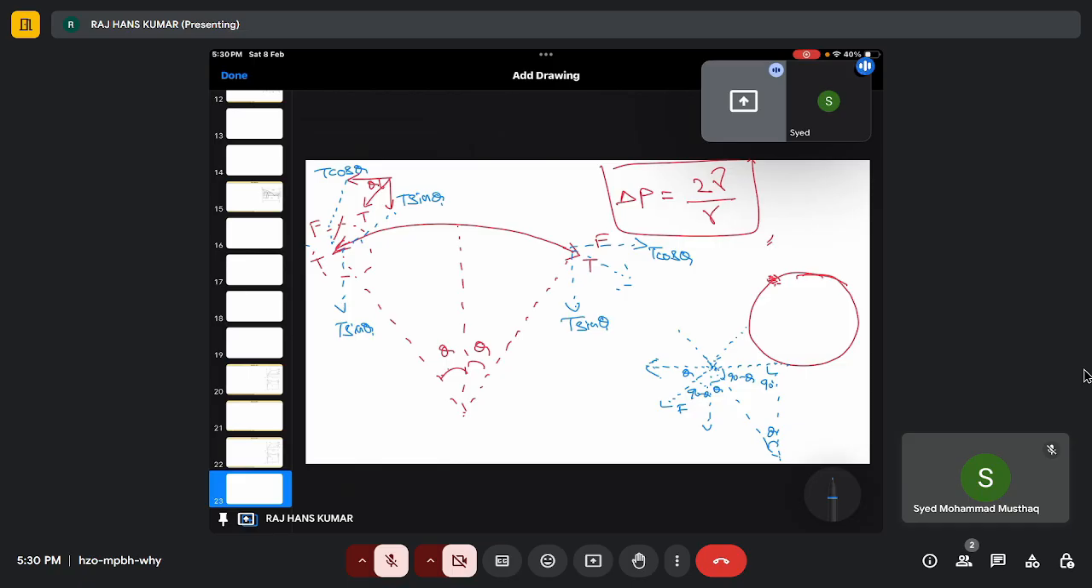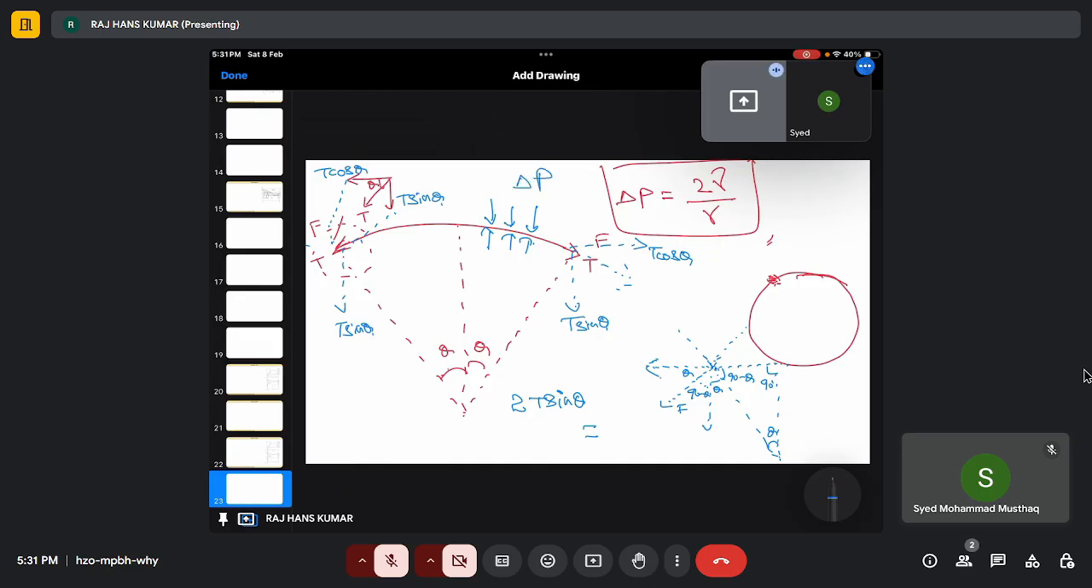So let's say this T is F. I'm just taking it for force. So that will turn out to be 2T sine theta. Now what does that equal to? That will equal to the excess pressure, the pressure difference. That is delta P.